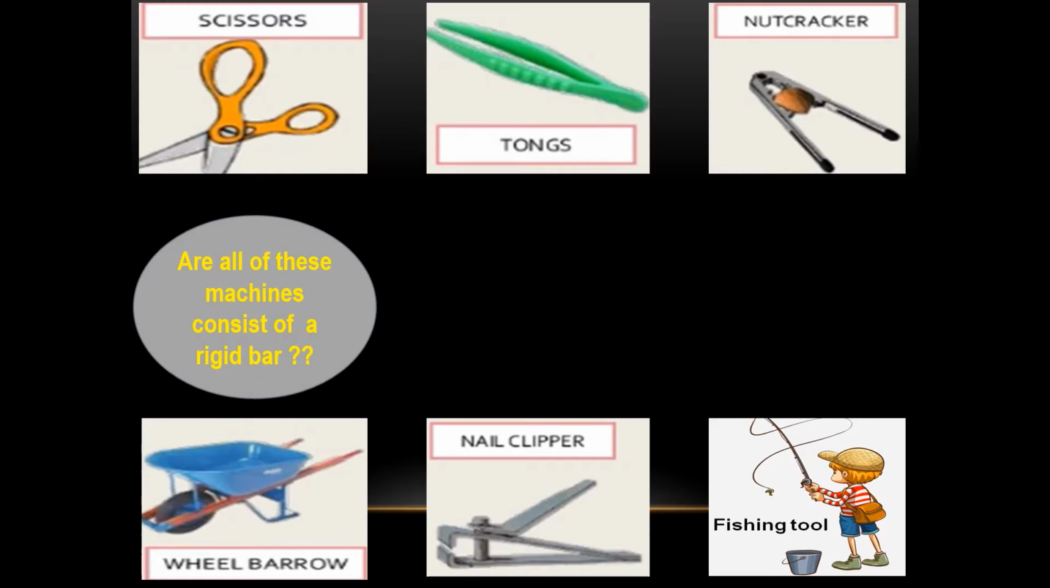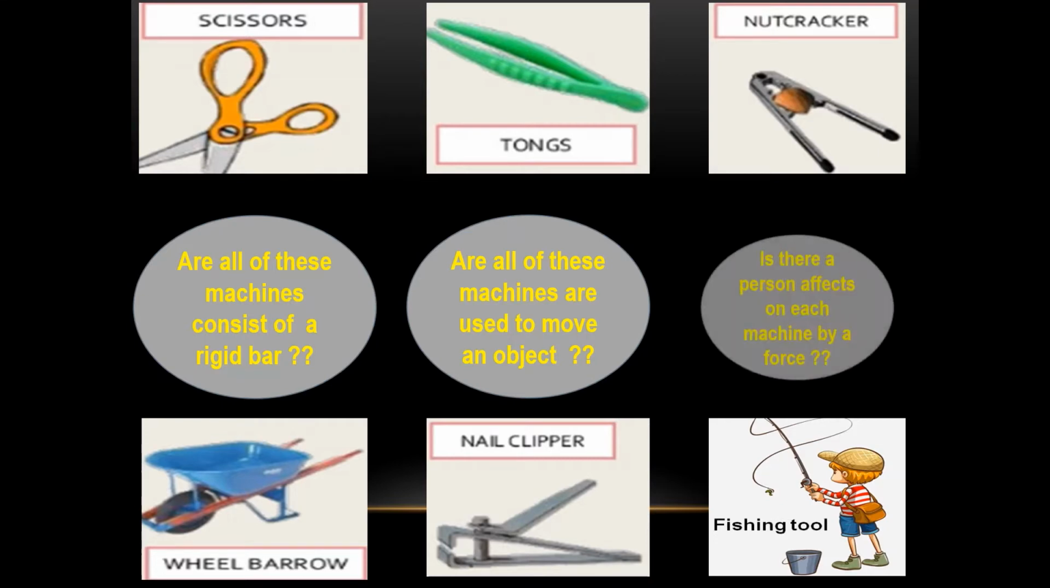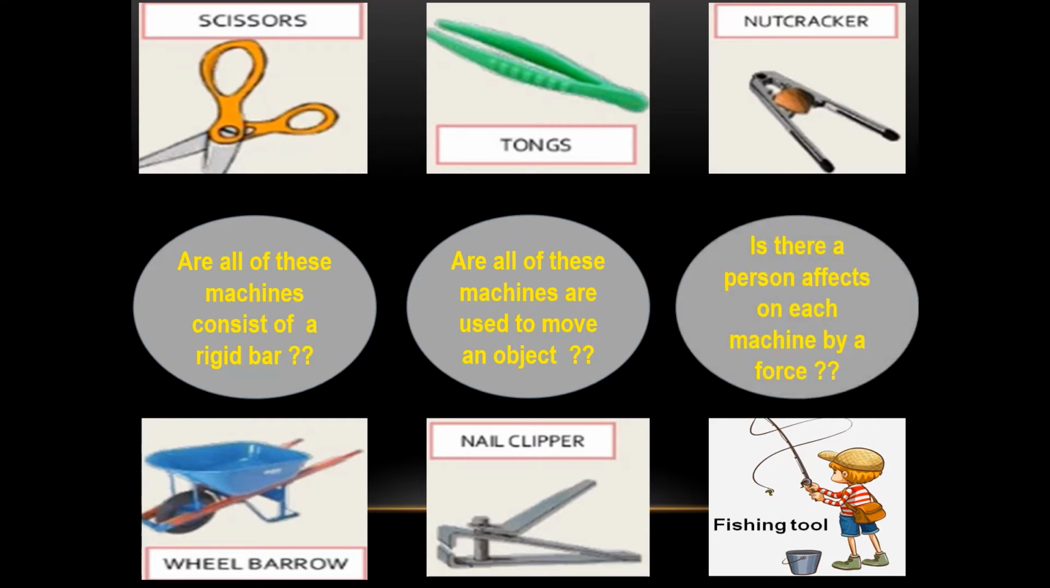Okay, I will ask you some questions. Are all of these machines made of a rigid bar? Okay, the meaning of the word rigid is very, very strong. Okay, the second question. Are all of these machines used to move an object? Okay, does a person affect each machine by a force?